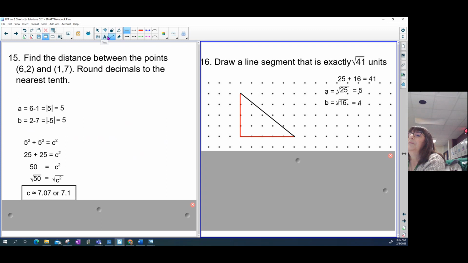And you could have written it on there so that I knew that that was, I have my fancy markers up there. That's exactly the square root of 41.